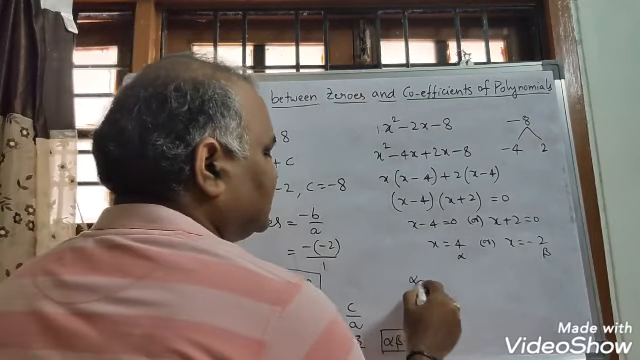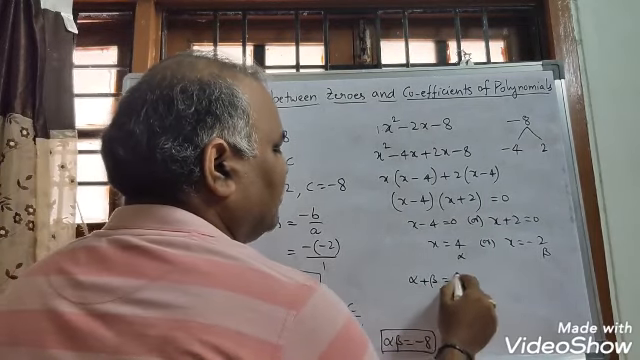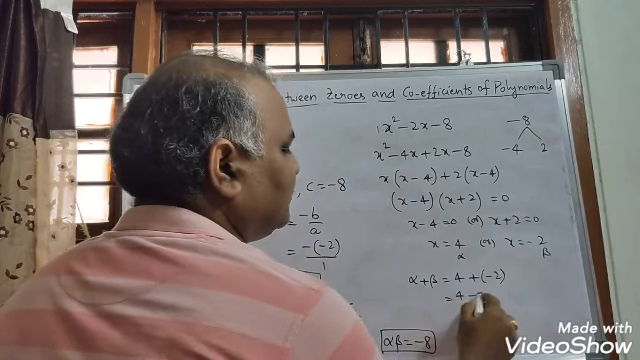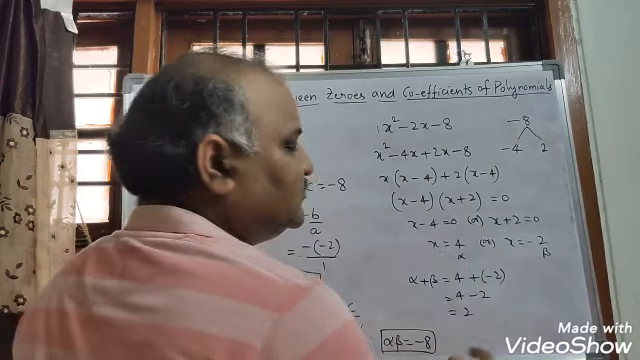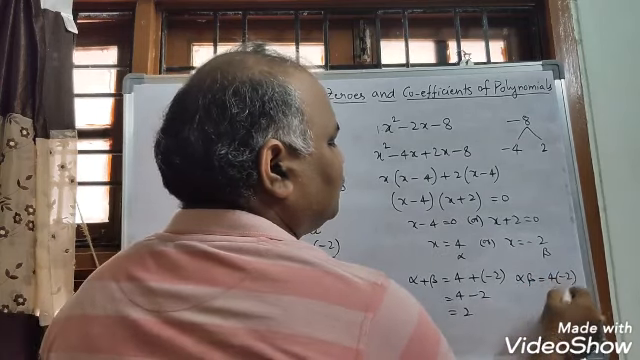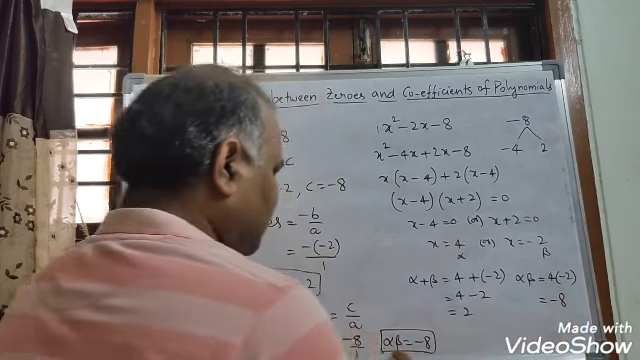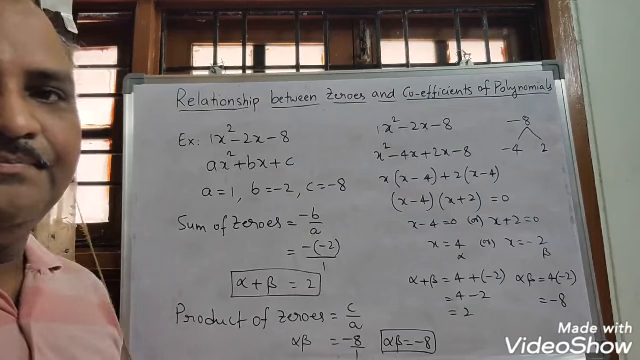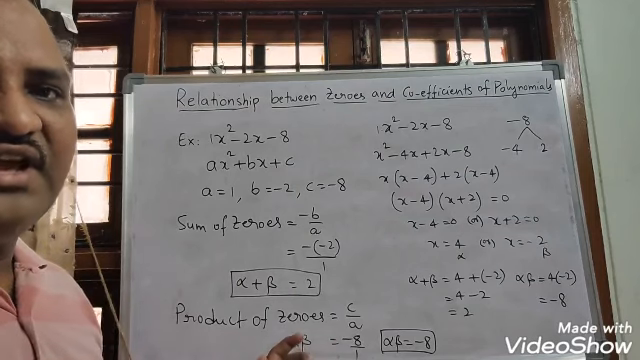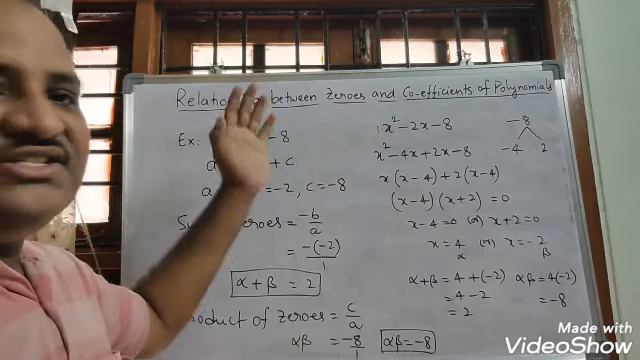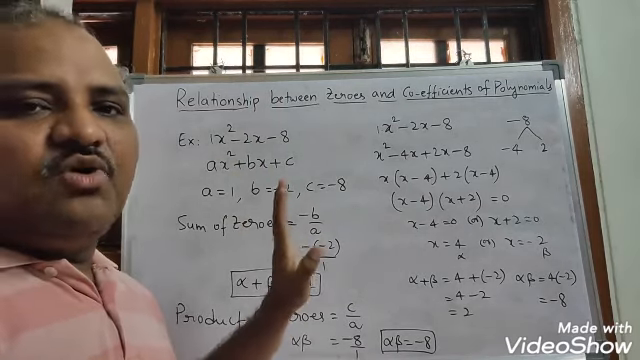Now let us find the sum of roots alpha plus beta. 4 plus minus 2, which is nothing but 4 minus 2, 2. Now alpha beta means 4 into minus 2, that is minus 8, which are the same as the values we got by the formula. Like this we can verify the relation between coefficients and zeros of any quadratic polynomial.